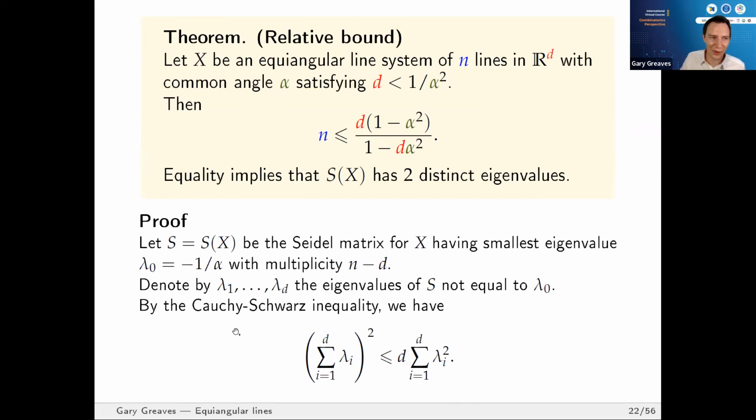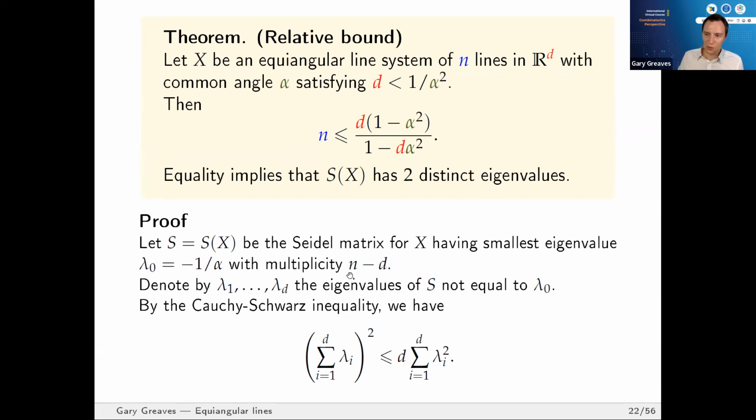It should be highlighted how useful Cauchy-Schwarz is. It comes up all the time. So let's see how it works for us for this theorem. We want to establish this upper bound, n is at most d times 1 minus alpha squared divided by 1 minus d times alpha squared.